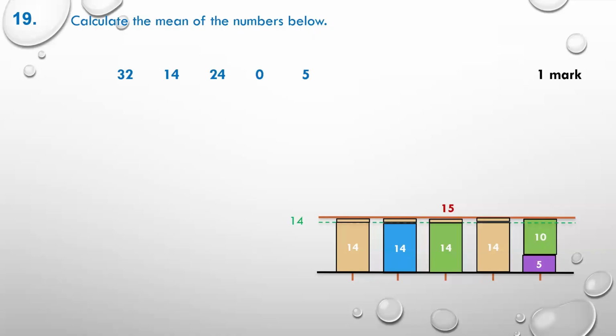Some teachers say, well, okay, there's another way we could do it. We could consider we have everything all together. That means we have what? We have 32. And what else do we have? 14. And we have 24. And we have 0. Do I need to add 0? 0 doesn't change anything, so we can leave it out if you want. And we have 5 more.